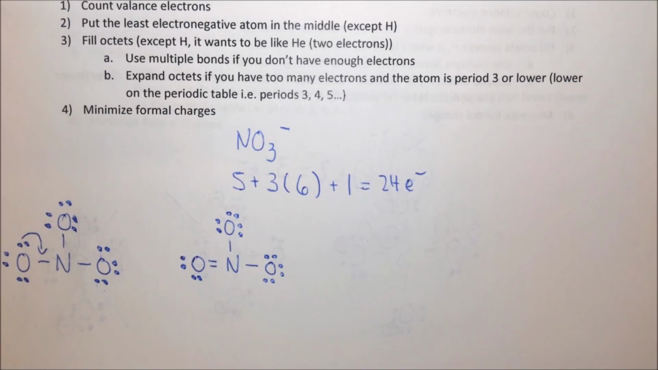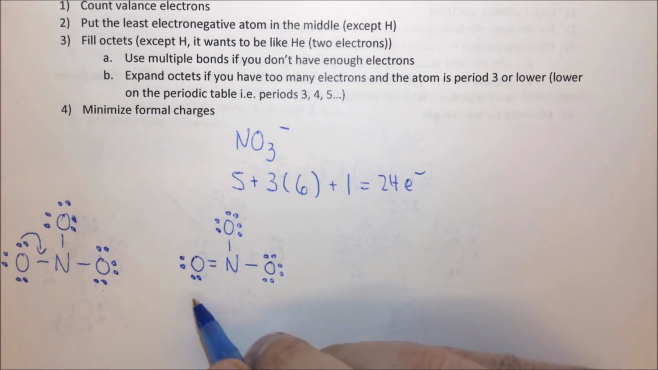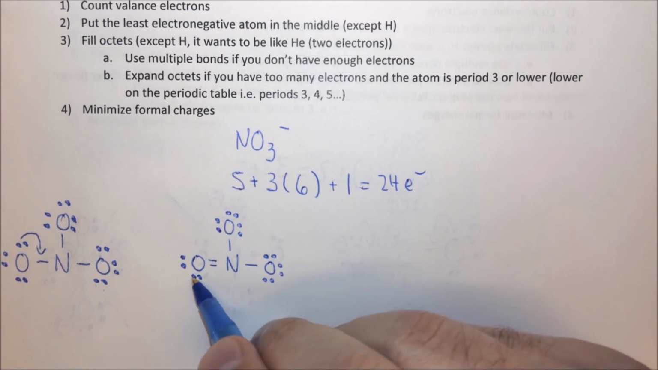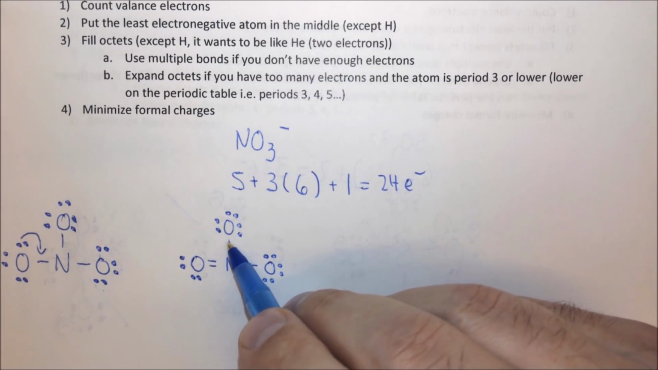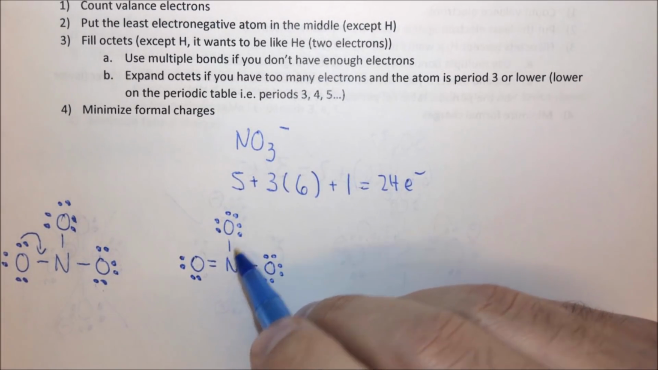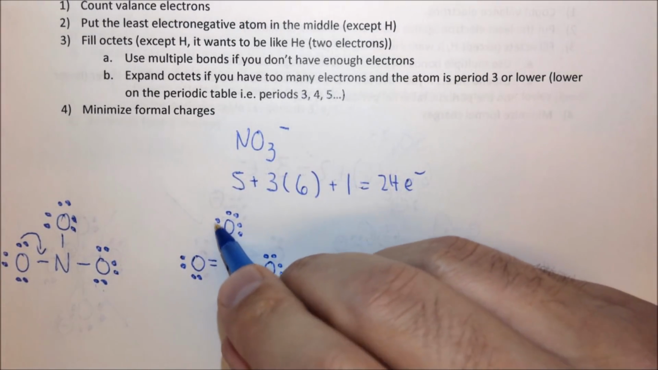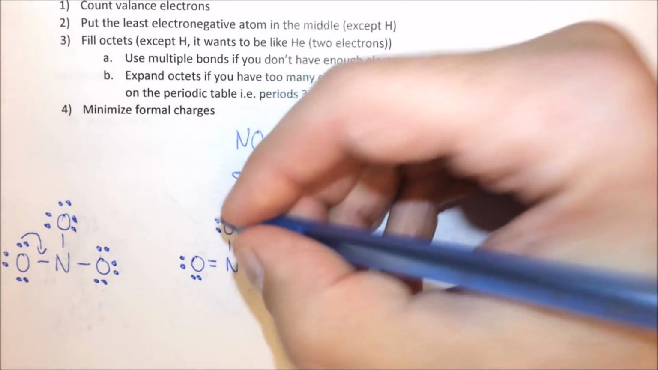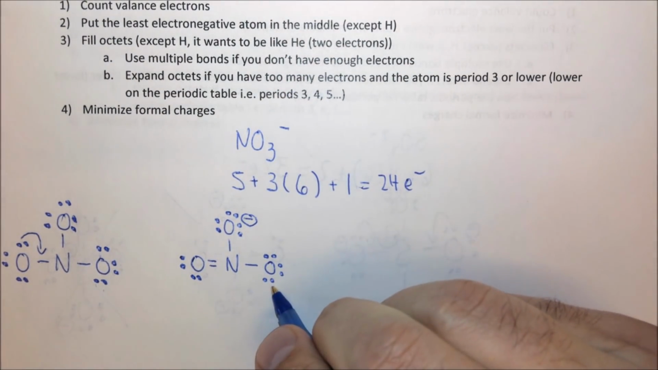Well, the first step to minimizing formal charges is calculating the formal charges. Count the dots as 1, count the dashes as 1. Oxygen wants to have 6 electrons around it, and it has 1, 2, 3, 4, 5, 6. Wants 6, has 6, it's neutral. This type of oxygen, the single bonded oxygen, still wants to have 6 electrons around it, but it has 1, 2, 3, 4, 5, 6, 7. If it wants 6 and has 7, it's negative. Note that this oxygen is the same.